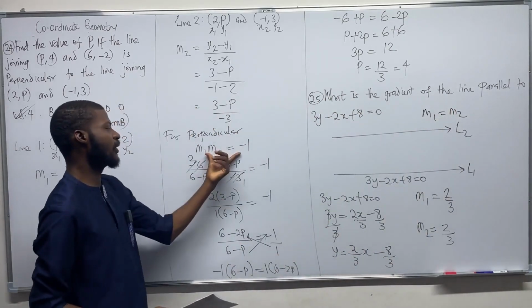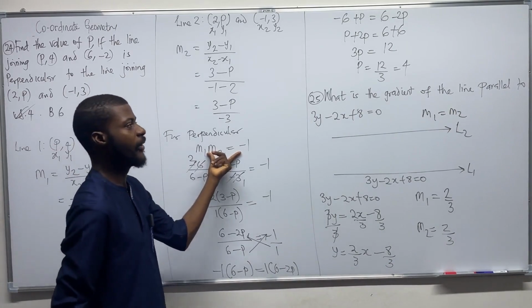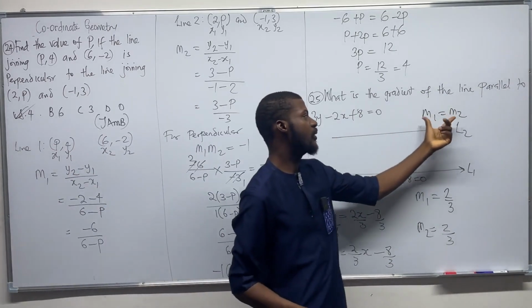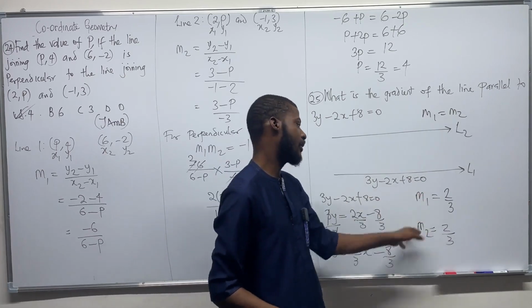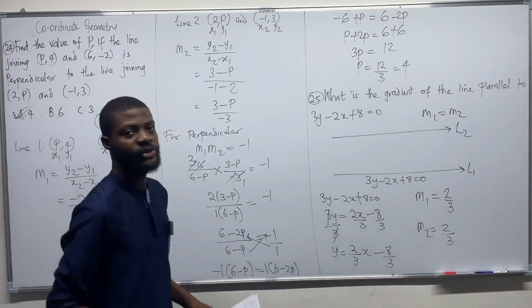If two lines are perpendicular, this will be the relationship. But if two lines are parallel, this is the relationship. So the gradients are going to be equal because they are parallel lines. Let us go on to the next question, number 26.